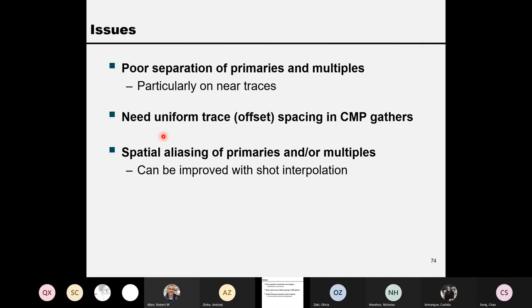So, what do you do before you do the FK transform? You need somehow to make your traces uniform. Okay, regularize your traces. Let's say it that way. Regularize your traces so that you have a constant interval. Otherwise, you cannot do the fast Fourier transform, right?